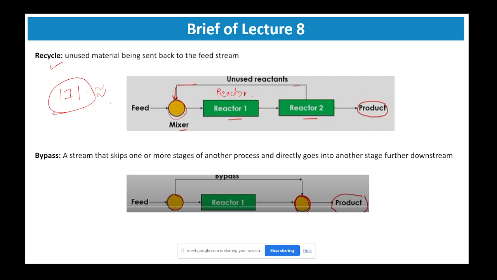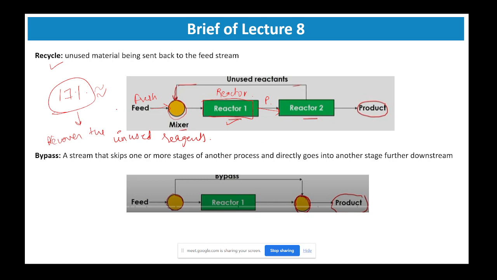So what we need to do is recover the unused reagents and use them back in the original first reactor. So we always add some fresh feed. This is the fresh feed. This is the reactor where the actual reaction occurs and product is formed.